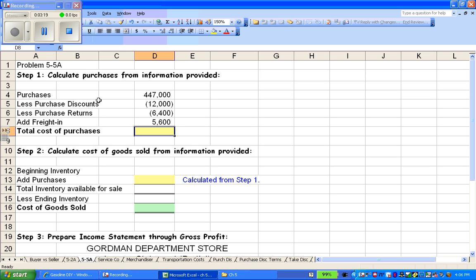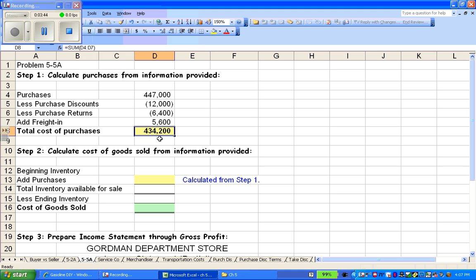Now, I'm in the cell for total cost of purchases, and what I'll do is just use the summation sign right up here on the toolbar, and that'll sum everything right above it. So my total cost of purchases comes out to 434,200. Remember, this is the periodic method, and so on my income statement, I have all these items listed separately.